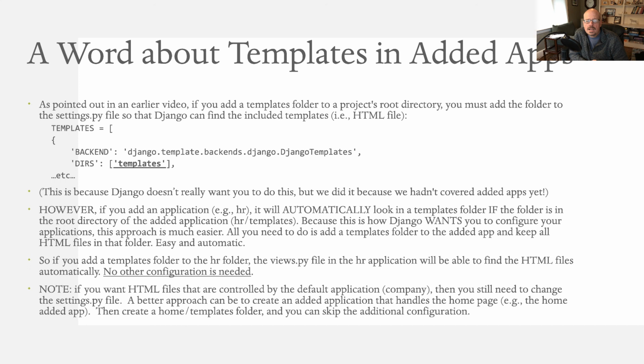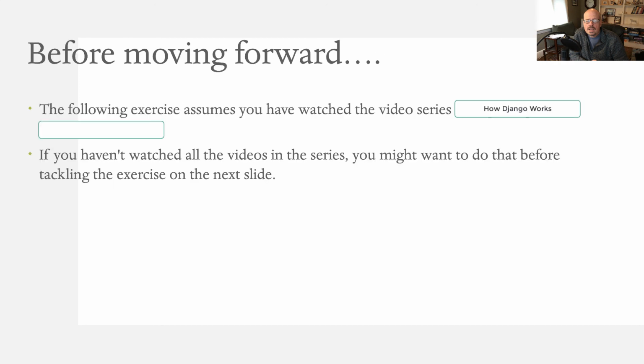You still, of course, have to have a home page, but there are ways to use the include statement in the main urls.py file to simply pass the request onto your new home added application. Now, we're going to stop here for this particular video. The next video is going to walk you through how to do this in the company application that we've been constructing. You should already have an HR added application in that project, and I'm going to walk you through how to do this.